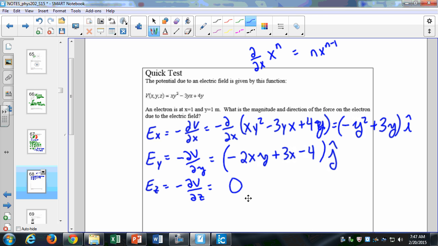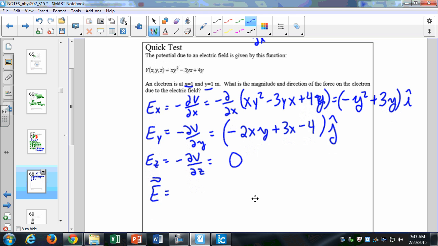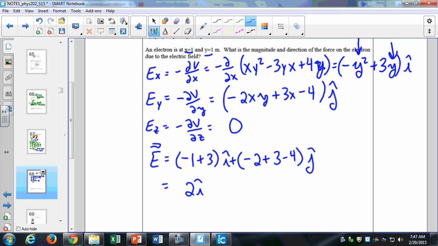All right, and now we just put in our values here, x equal 1 and y equal 1, and we can get a function for our electric field. That's going to be negative 1 plus 3 in the i direction. See, I just put y equal 1 there and y equal 1 there. And then negative 2 plus 3 minus 4 in the j direction. There is no z component, so that's 2i and minus 3j. So that's my electric field.